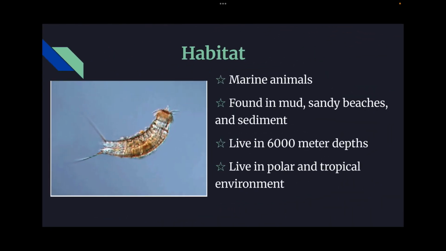Habitat. Kinorhynchs are mostly marine animals, but they'll live anywhere where water is found, like in mud, sandy beaches, and sediment. Usually they live at a depth of 6,000 meters or 1,900 feet. There isn't a specific climate that they prefer or thrive in, and their usual living conditions range from polar to tropical environments.